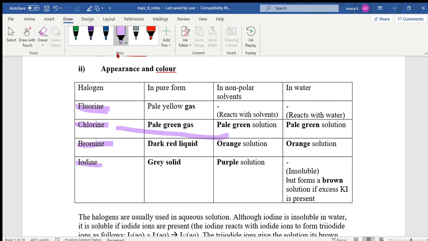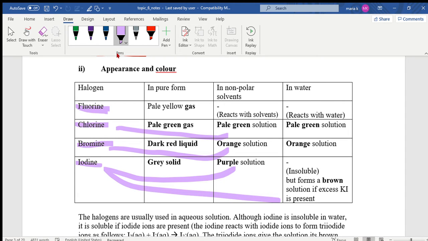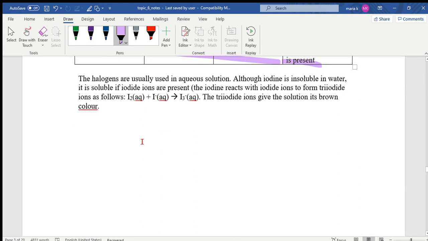Chlorine dissolves to make a pale green solution. Bromine, distinct orange. And iodine is interesting, it forms purple. Okay, and finally, iodine also forms a kind of brown solution if excess potassium iodide is present.